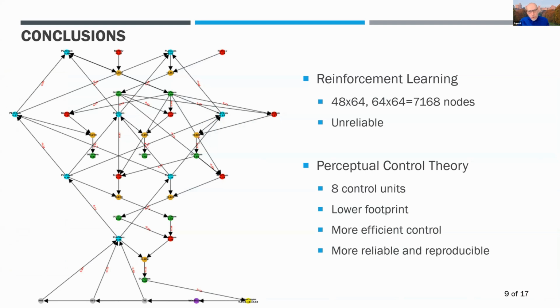So just to conclude this bit, I found that the reinforcement learning was quite unreliable, couldn't reproduce it, and it produced a large network of more than 7,000 nodes. Whereas the PCT system, which is the network on the left there, consists of 8 control units. So it's a much lower footprint than reinforcement learning, and it's more efficient control and more reliable and reproducible. So I was quite pleased with those results.